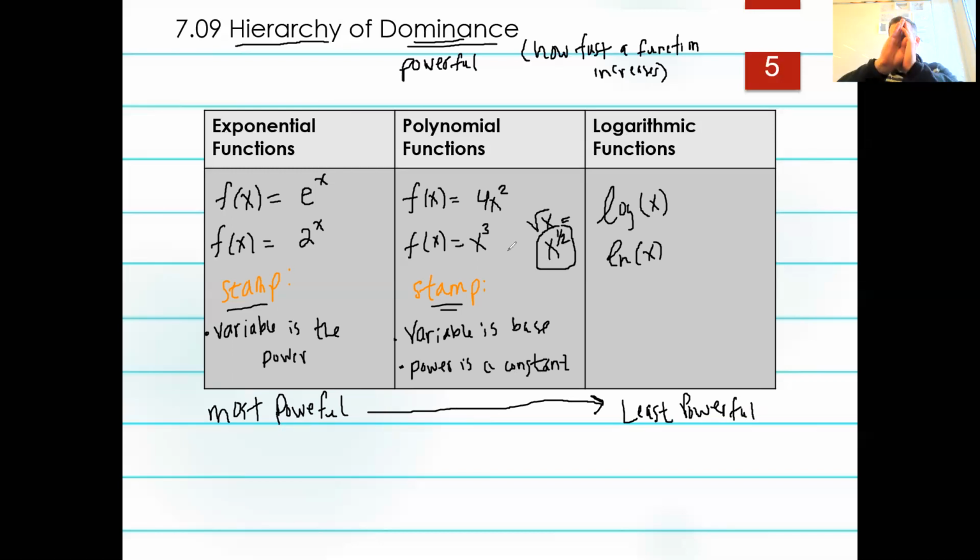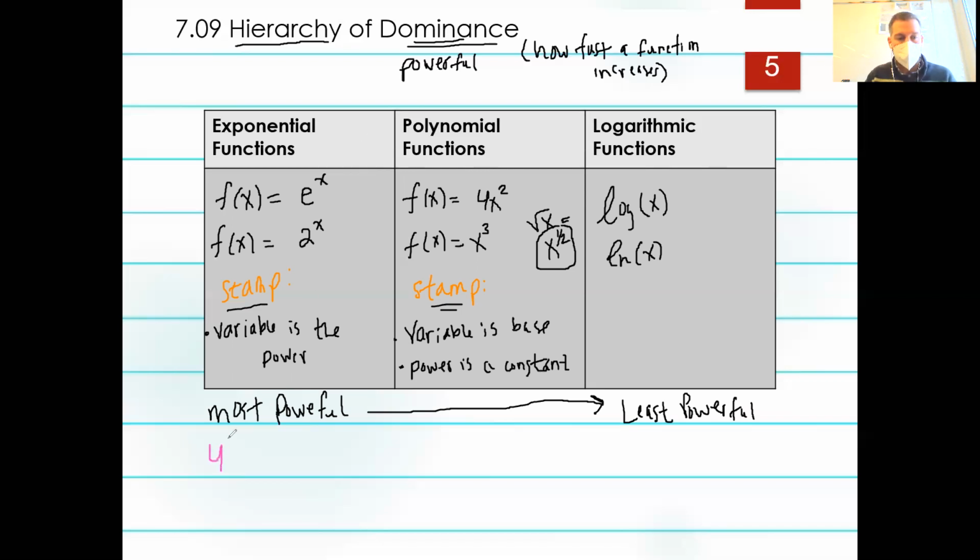Any exponential function that you can think of, I should say one with a base greater than 1, will beat out these polynomial functions as long as those exponents are greater than 1, right? And all of those are going to beat these logarithmic functions. So if we can identify them, then we can decide what is more powerful than the next. Now, there are some tiebreakers here.